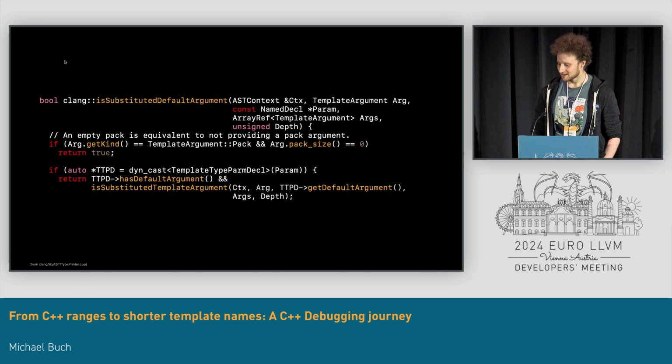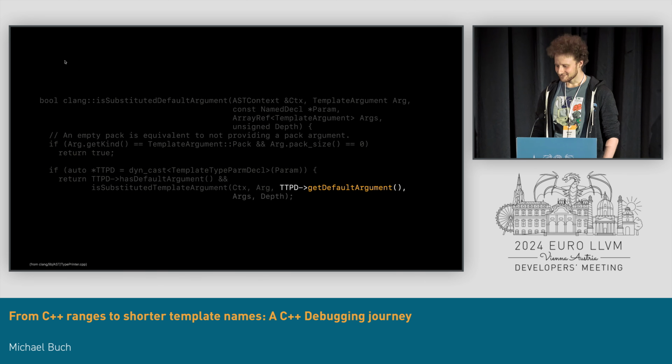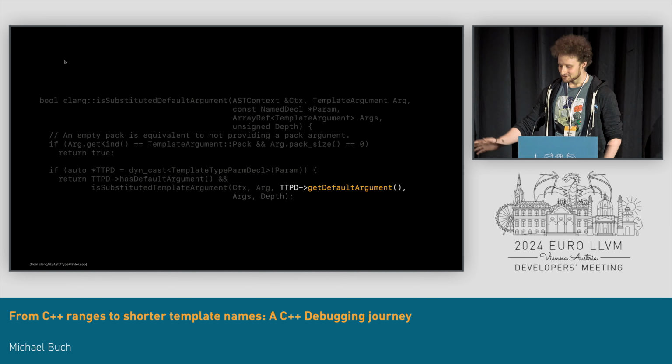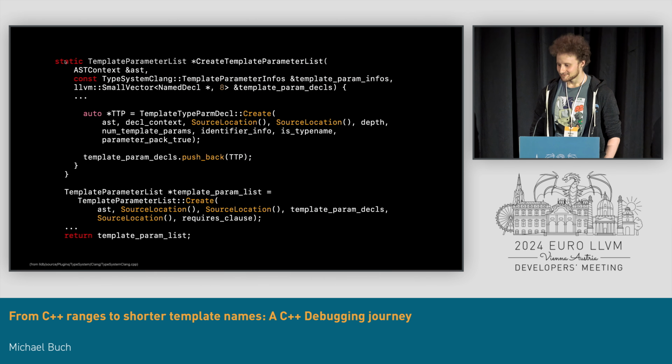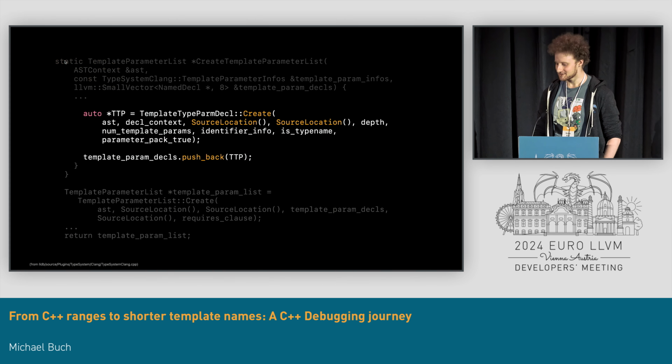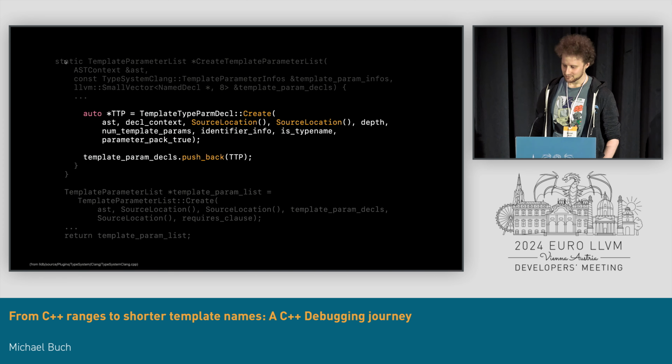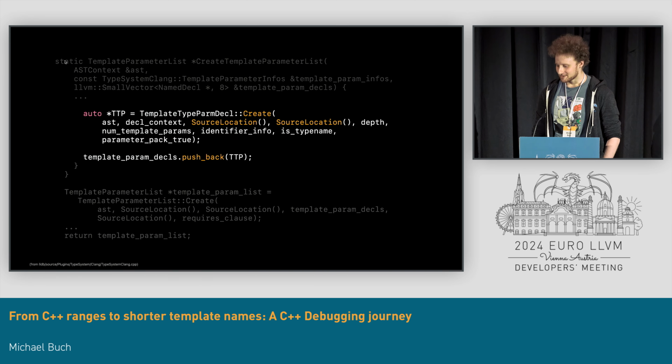So if we dig into that substitutability check, you'll see that the template argument it uses for this check, it gets from the template type parameter decl. And because that decl gets created in LLDB, let's have a look at what that looks like. Here you'll see the logic just creates this template parameter decl, but nowhere here do we actually set a default template argument. So why is that? Why can't we just do that?